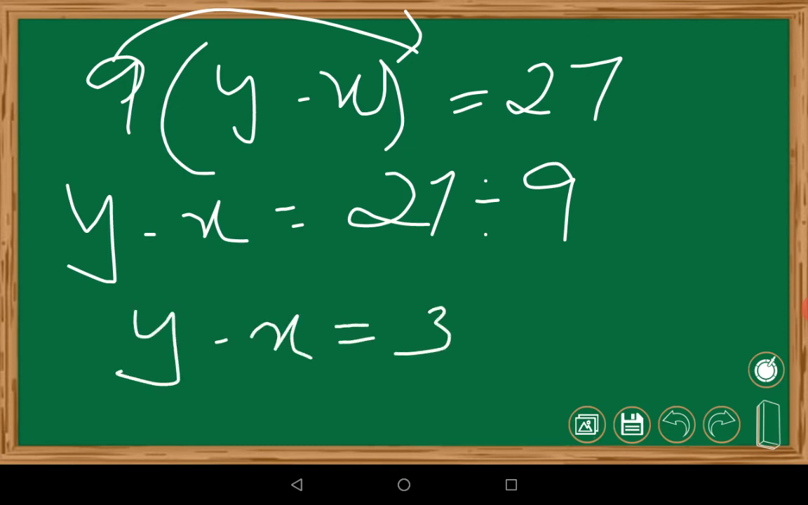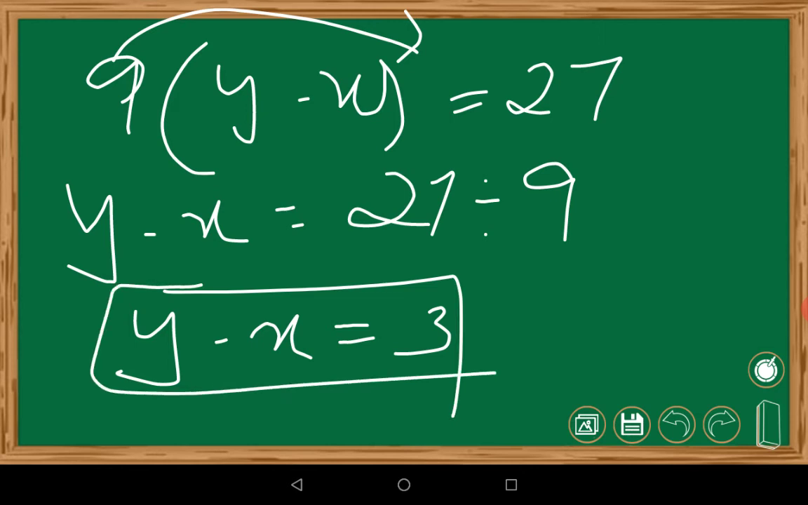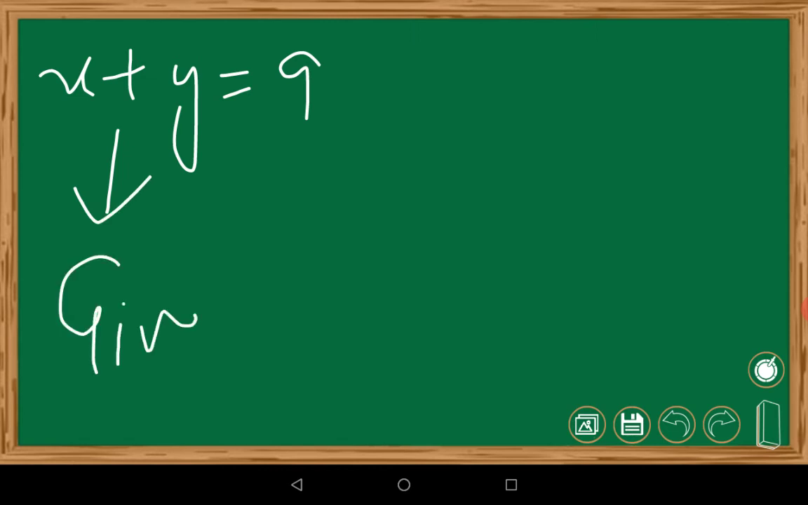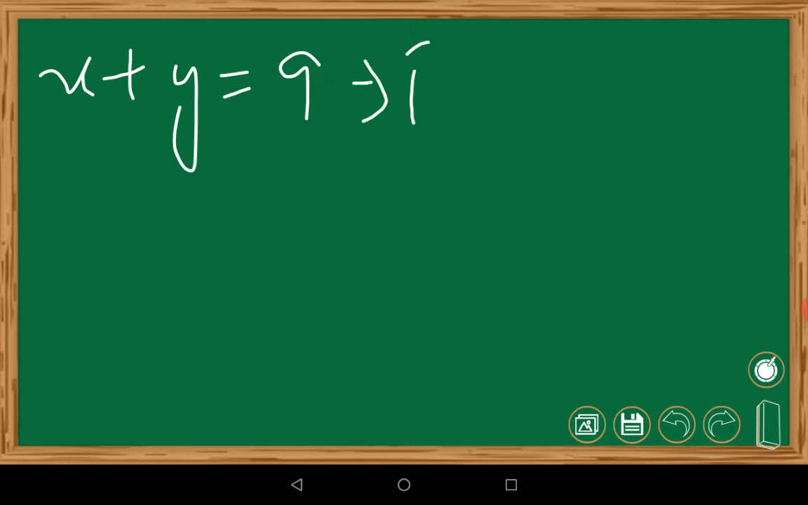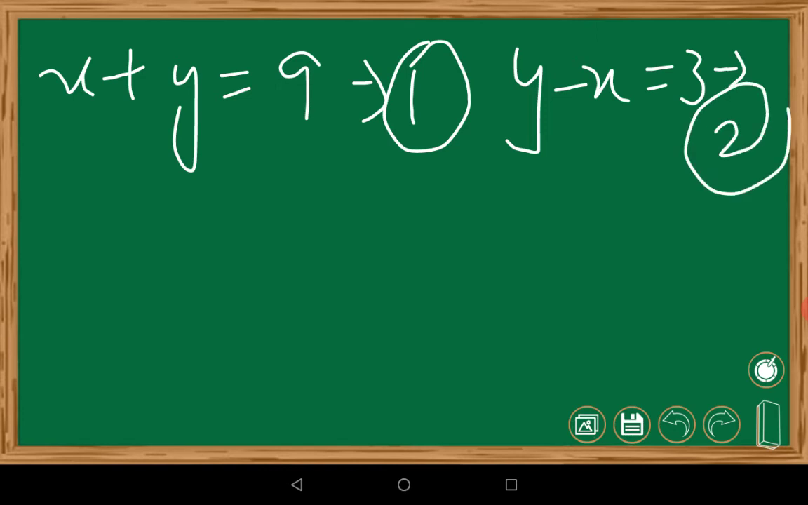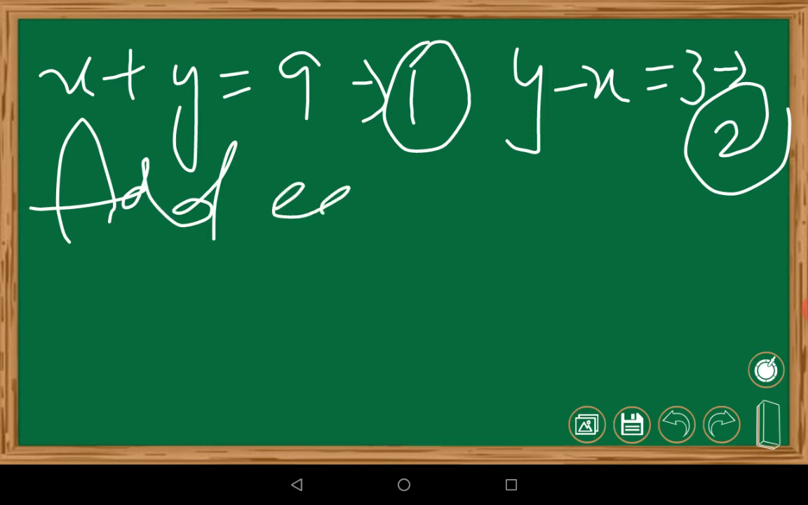So this is the second equation. So what are the first equation and second equation? Let's write them next to each other. Okay, the first equation is x plus y is equal to 9. This is the given equation. Don't think that we have found it from somewhere. This was the given equation. So this was the first equation, and y minus x is equal to 3 is the second equation. Clear? Now we shall add these two equations, equation 1 and 2.